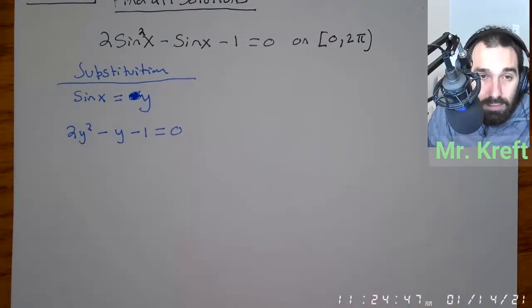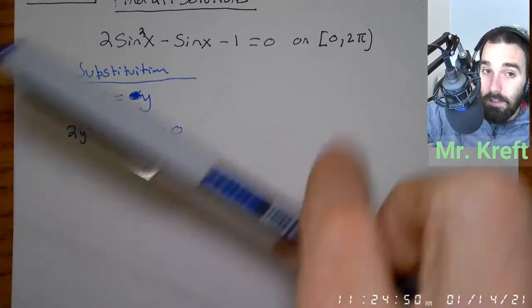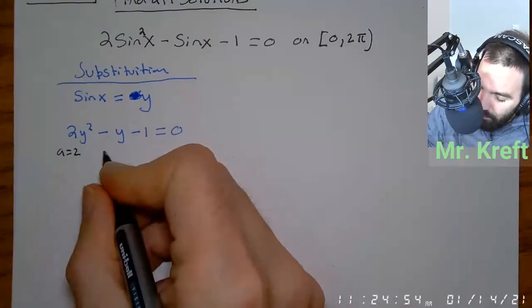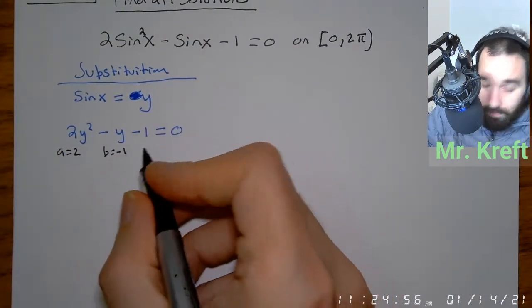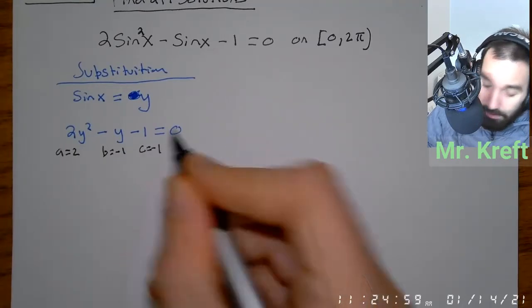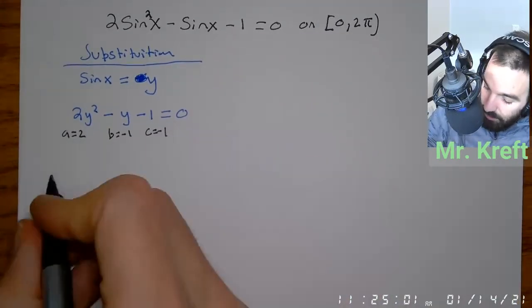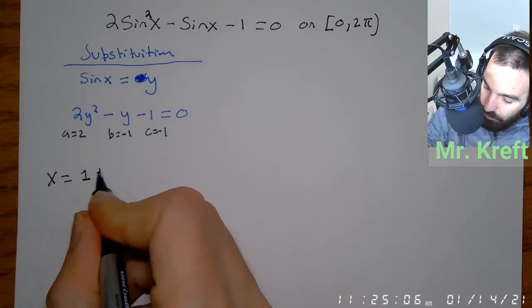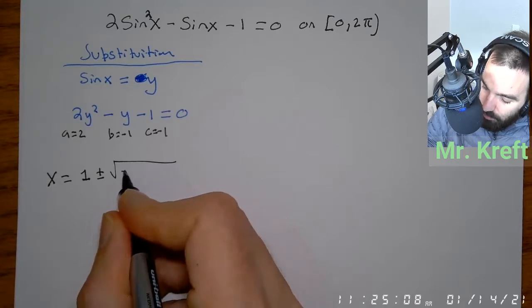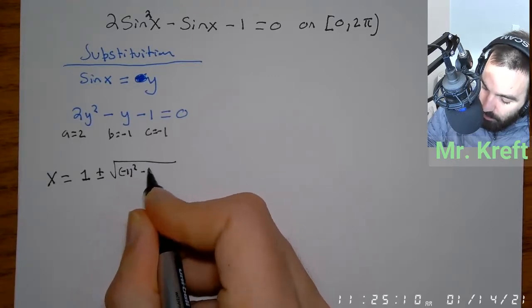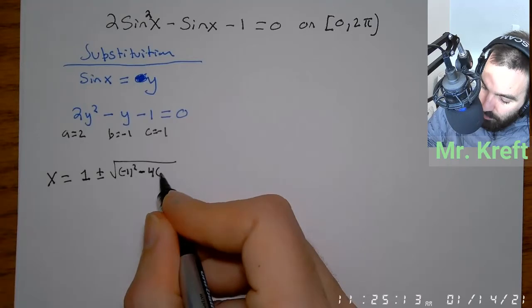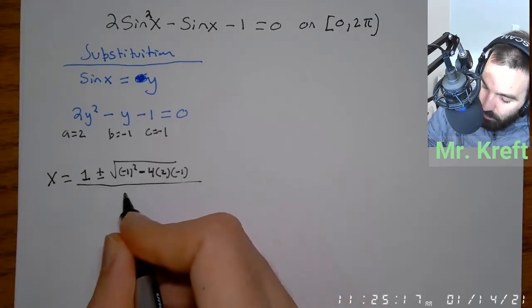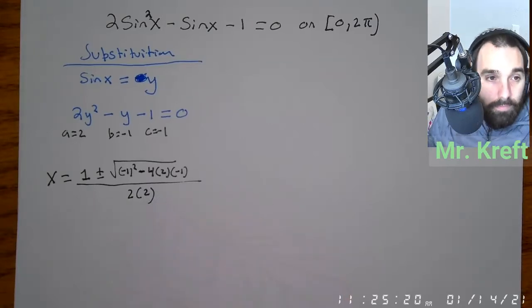If we do this, then it's really easy to use the quadratic formula. My a here is 2, my b is -1, and my c is -1. Then it's just x equals the opposite of b plus or minus the square root of b squared minus 4 times a times c, all over 2a.